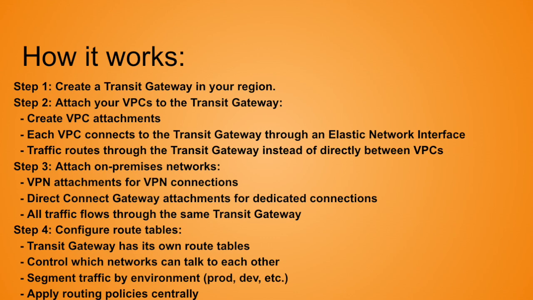You create a transit gateway in your region. Next, you attach your VPCs to the transit gateway. So you create VPC attachments, and each VPC connects to the transit gateway through an elastic network interface. And then the traffic routes through the transit gateway instead of directly between VPCs.